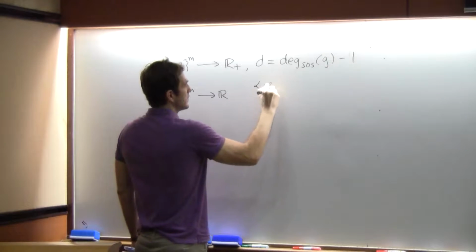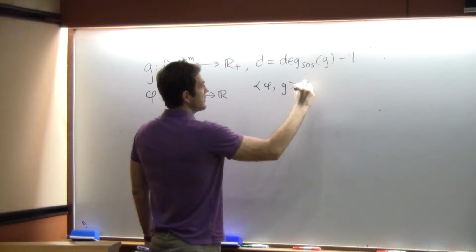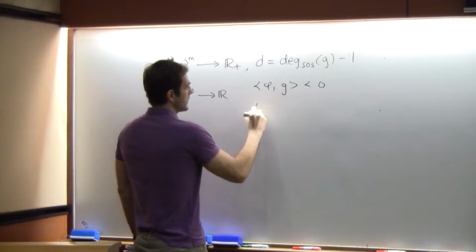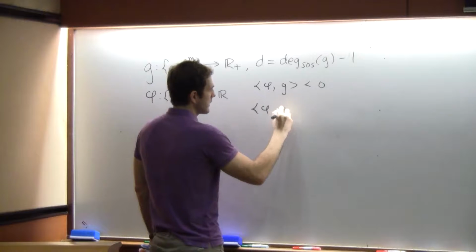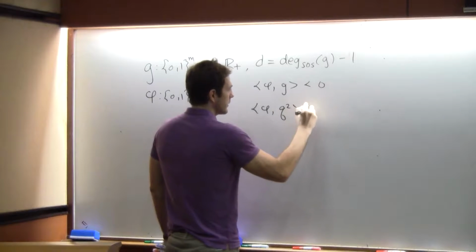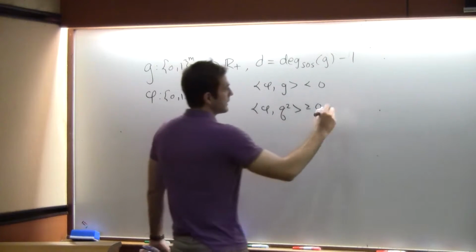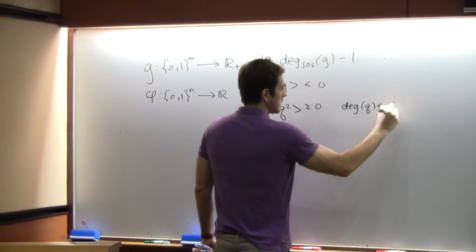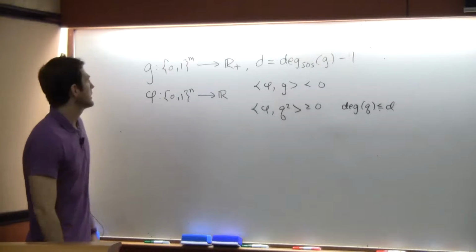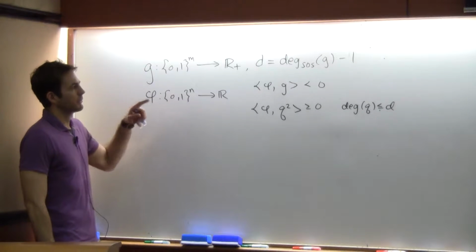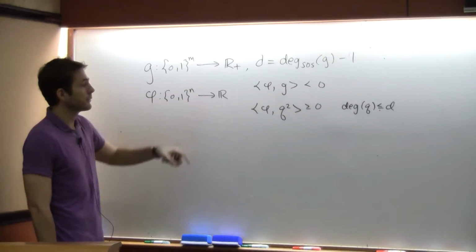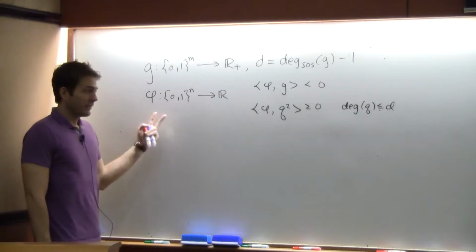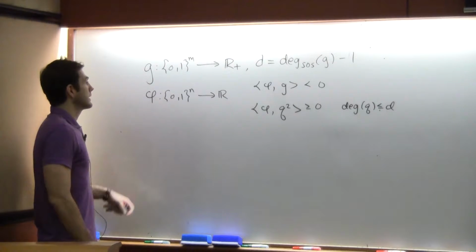If you take the inner product with g, you get something negative, and if you take the inner product with the square of a low degree polynomial, you get something non-negative. So universally, if g has large sum of squares degree, or it has sum of squares degree d plus 1, the way to show that is with such a functional.